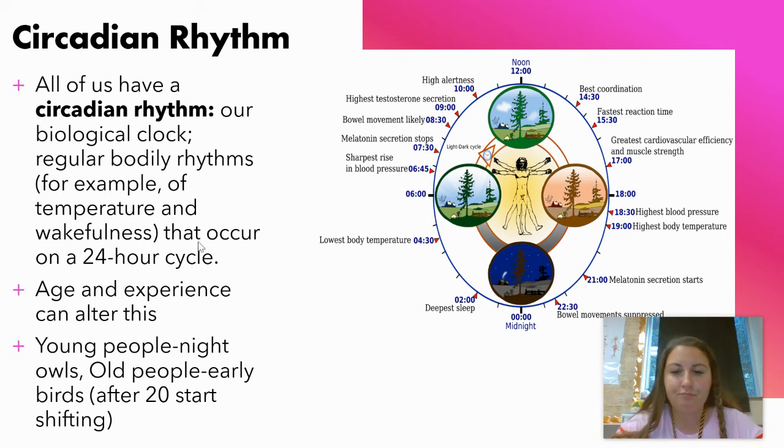It's much later. And you can see here, this is part of our circadian rhythm. It tells us the different times things are happening in our bodies. So, for example, let's say we wake up at 8 a.m. Our highest alertness is around 10. Our best coordination is at 2:30, fastest reaction time at 3:30, best cardiovascular efficiency and muscle strength around 5. So all of those fun things.